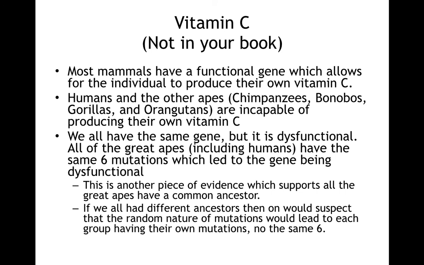Well, it turns out we have the same 6 mutations that lead to the dysfunctionality of that gene between these various groups of organisms. And it's one of the smoking guns that supports the whole theory that chimpanzees, bonobos, gorillas, and orangutans, and humans all share a common ancestor.